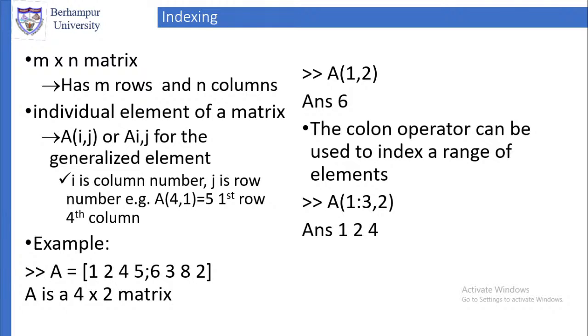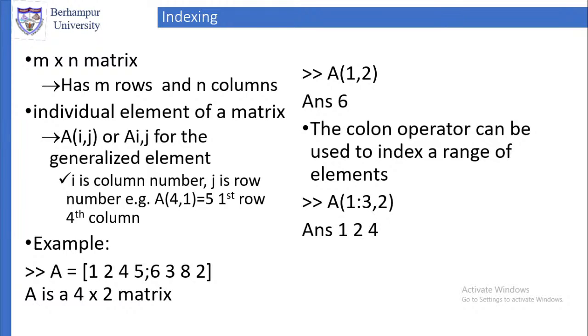Now what does that mean? Generalized element means A(i, j) represents the jth row, ith column. Compare and contrast this with the matrix. M cross n matrix: m is row, n is column. But in A(i, j), j is row, i is column. I is not row, j is not column. It is just opposite. Which one appears first is the column. Which one appears last is the row. So i is the column, j is the row.